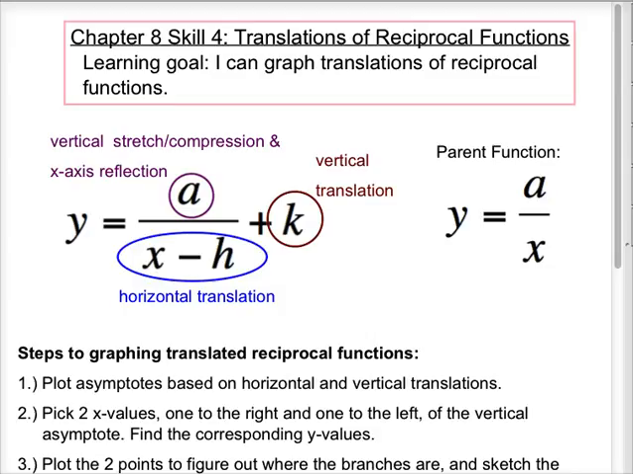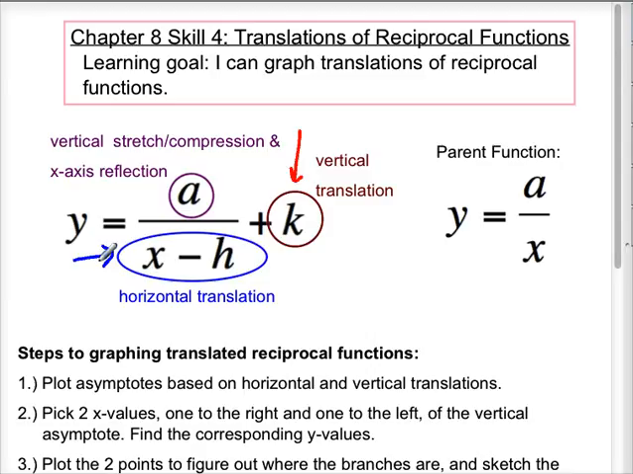So, for translations, hopefully you remember that whenever the x is shifted, that is a horizontal translation. And whenever you're adding or subtracting something from the end, that is going to be a vertical translation or a vertical shift. All right, and those are the two things that are going to shift around your asymptotes.